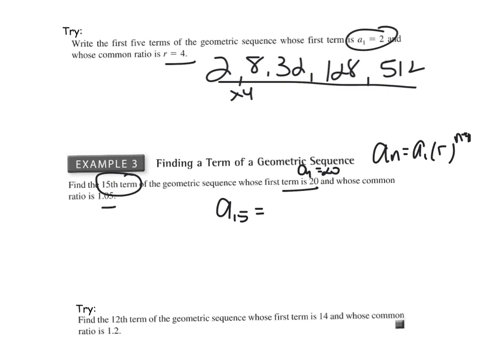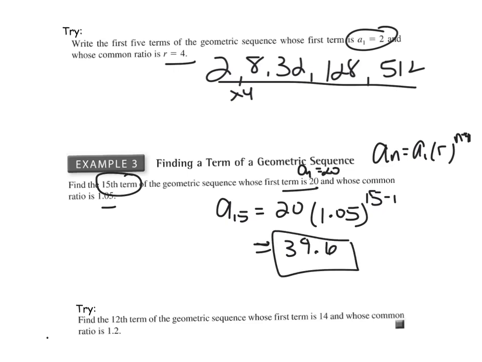The ratio is 1.05. So if you plug in A1, which is 20, the ratio is 1.05, and then we can plug in 15 for n. Then you can plug that straight into your graphing calculator, so we get 20 times 1.05 to the 14th. You can round and say it's approximately 39.6. Okay, so that would be your 15th term.